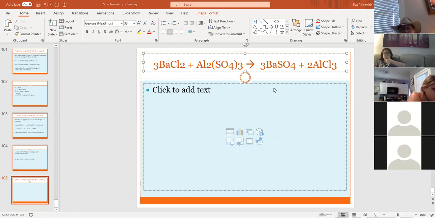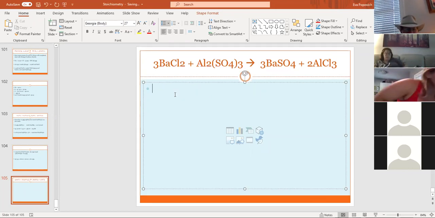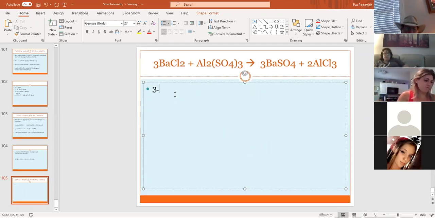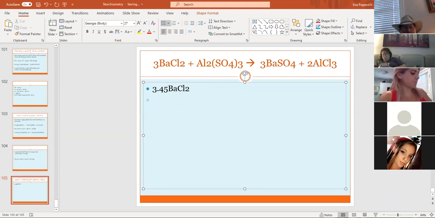Hayden, pick a number. Give me a number. 3.4, or 5. Okay. Is that the grams of barium chloride or is that the grams of the aluminum sulfate? The barium chloride. Okay. Katie, give me a number. 7.18.